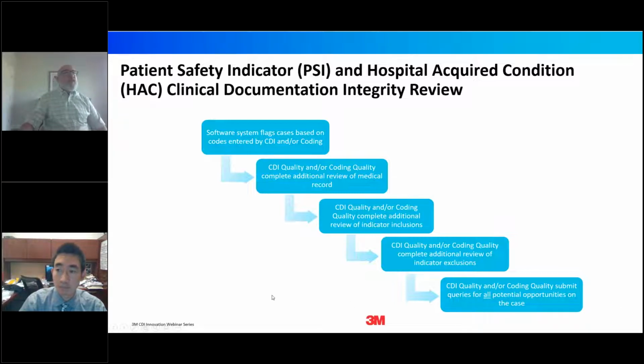And we do submit all of our queries. Everybody works cohesively to make sure that we're getting the documentation accurately to reflect the PSI if it needs to be there, or to get the documentation that will help to negate that PSI.